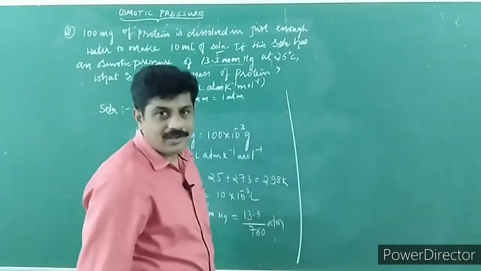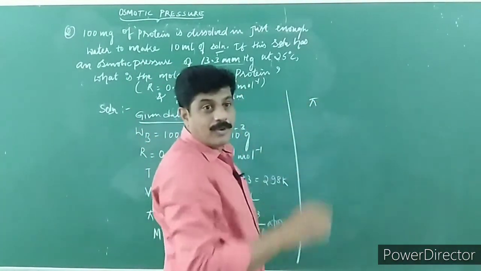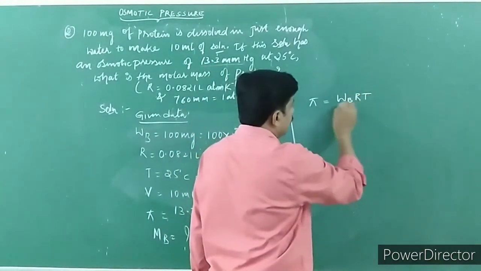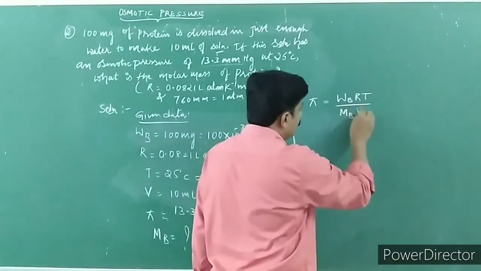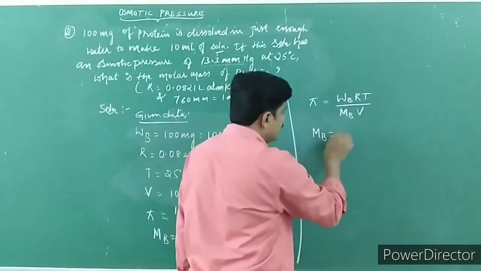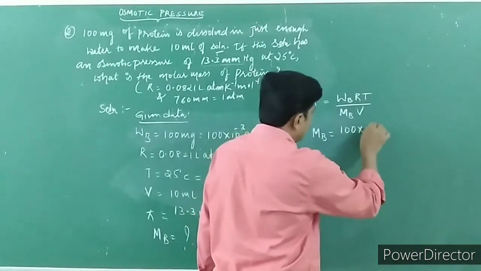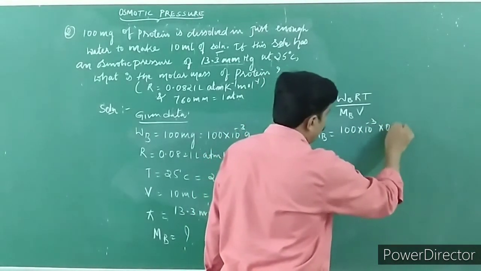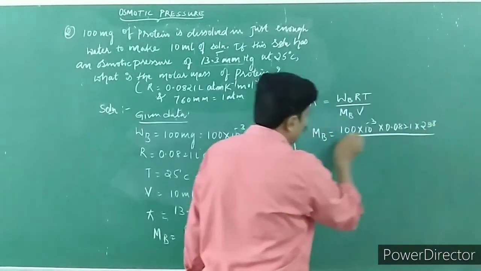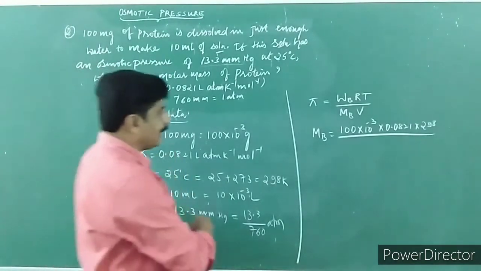Now, you know the formula for osmotic pressure, right, by which you can calculate molar mass. Pi is equal to WB into RT upon MB into V, volume. Now, what are you supposed to find out? MB. Look here. MB is equal to WB, which is 100 into 10 to the power minus 3, R is 0.0821 into T, 298 Kelvin, upon pi. MB we need to calculate, is it not?